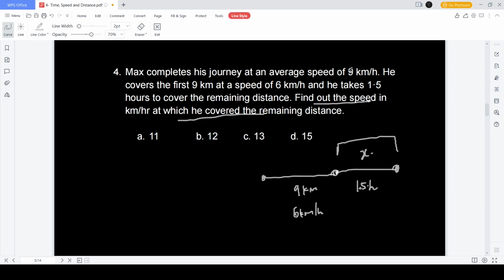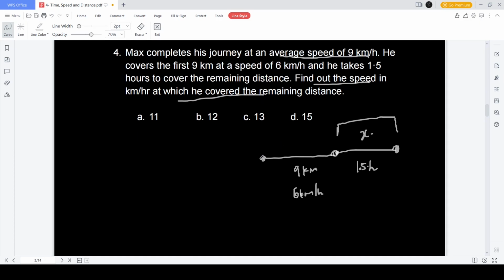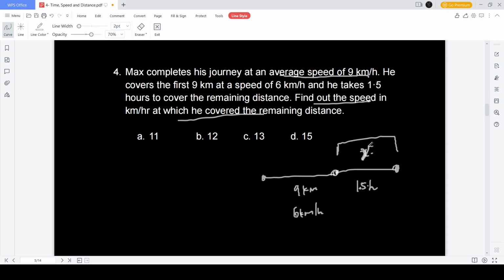So we know that average speed is 9 km per hour. We'll call this distance x. So what is the total distance he traveled? It is 9 plus x. The definition of average speed is total distance divided by total time. So that is t1 for the first part and t2 for the second. Two splits are there.